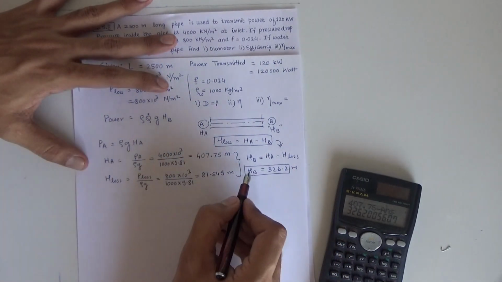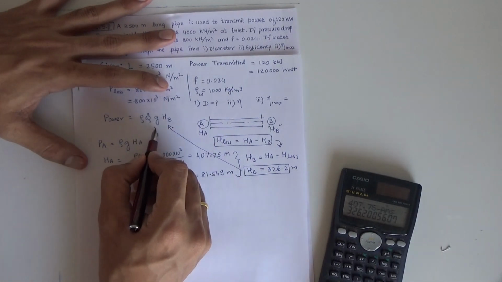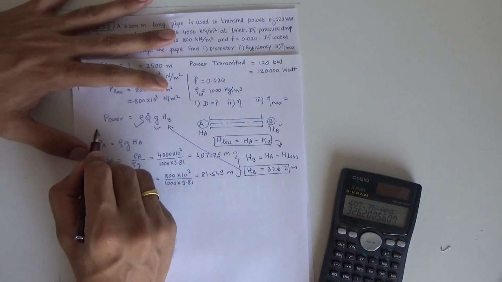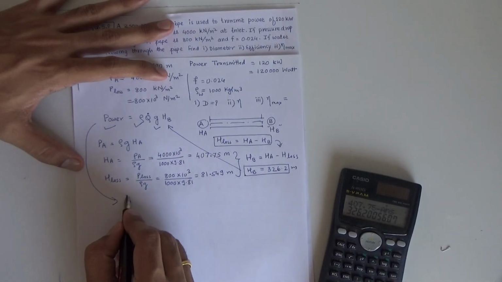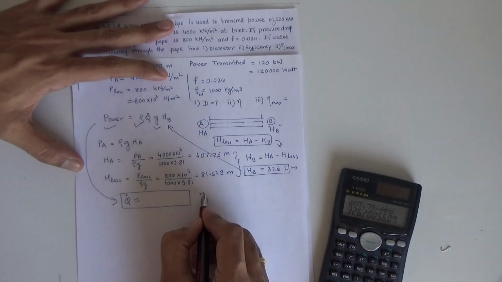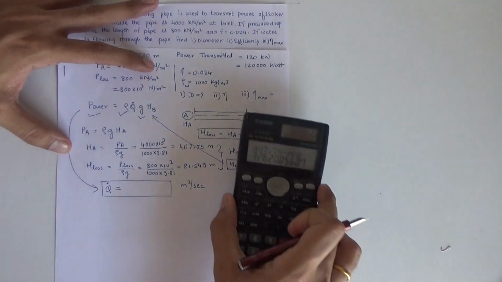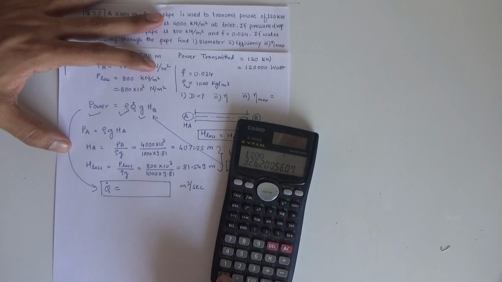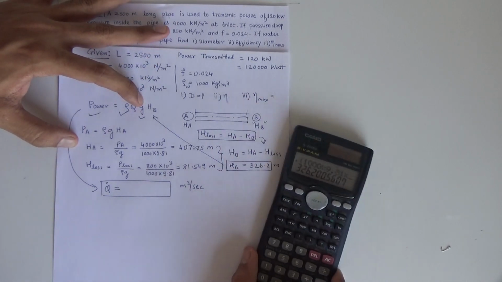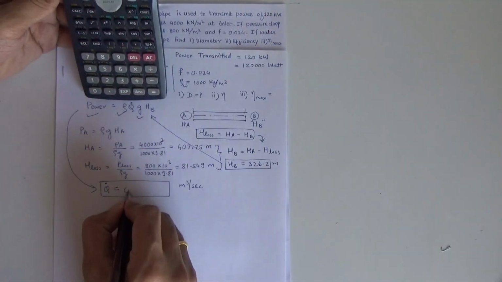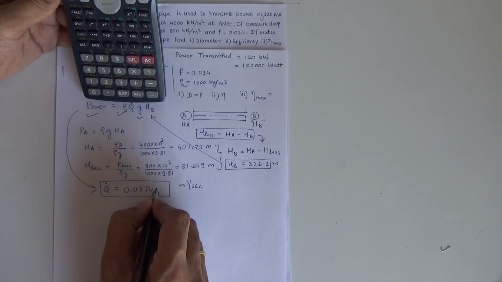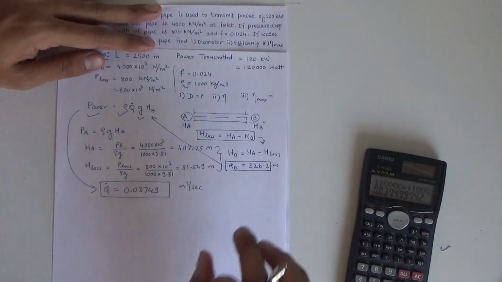So if we put this value of HB here, we know 9.81 as g, 1000 is density, and power is 12000. You will get the value of discharge, that will be in meter cube per second. If I compute that fast, 123 divided by 1000 into 9.81 into HB, 326.2, that is nothing but 0.3749. Okay, so this is what your discharge is.